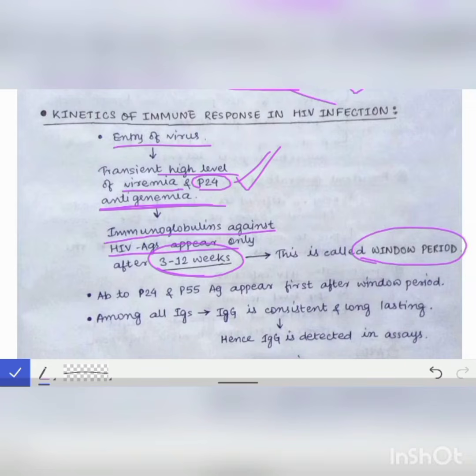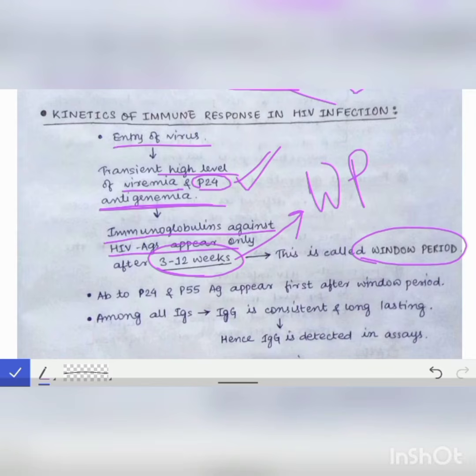Sometimes this is asked in viva exams as well, like what is the window period and how long is the window period. So it is 3 to 12 weeks. The window period is 3 to 12 weeks long, as the immunoglobulins are not formed quickly, and are formed only after a duration of 3 to 12 weeks after the infection with HIV. So that is called the window period and the duration is 3 to 12 weeks.